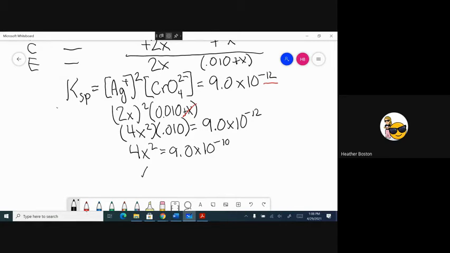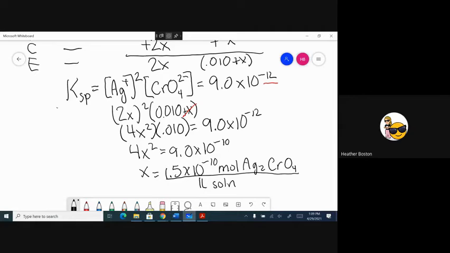And the value for x is 1.5 times 10 to the minus 10. That's the value for x. So they're asking you how many pieces of silver chromate. That means that, here, let's write it out. 1.5 times 10 to the minus 10 moles of silver chromate will dissolve in 1 liter of solution that already has potassium chromate in it.